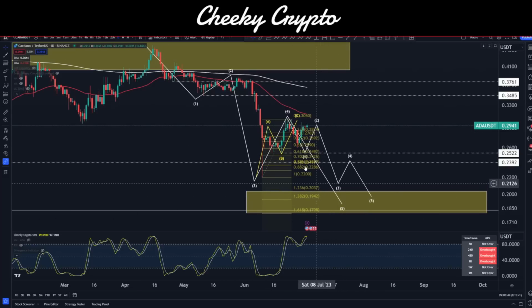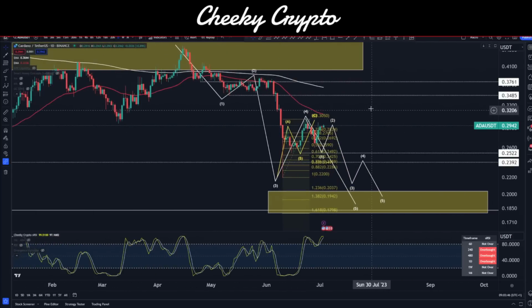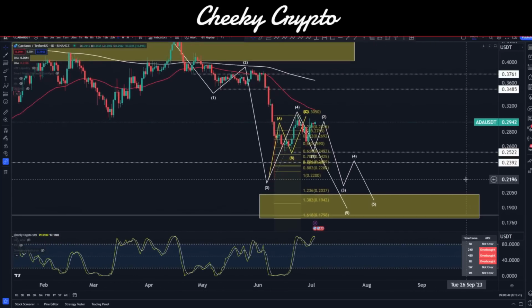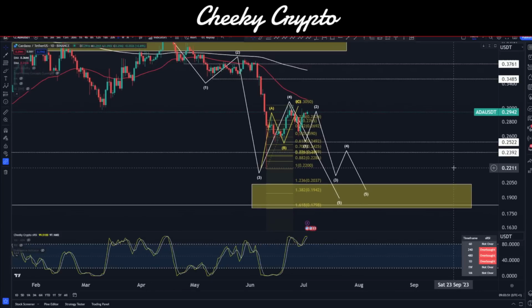We've got these scoped out for these low points, and I think that is something that is truly possible here for Cardano's ADA. Let me know what your thoughts are in the comments below.